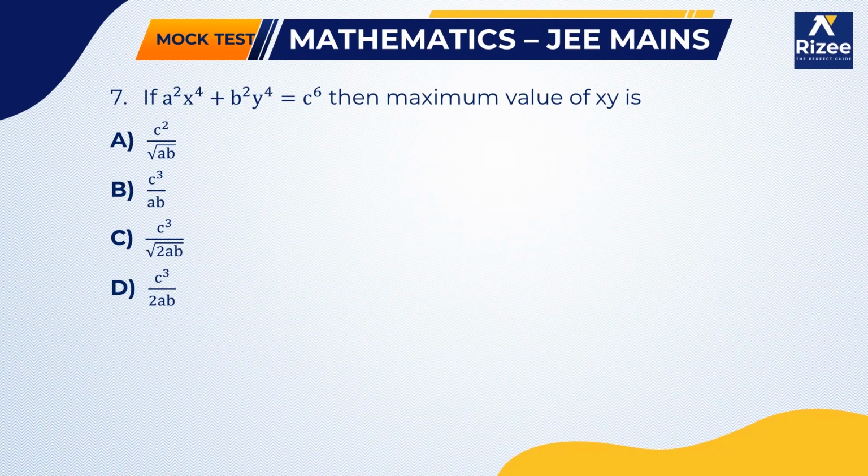Next question. If a squared x power 4 plus b squared y power 4 is equal to c power 6, then find the maximum value of xy.